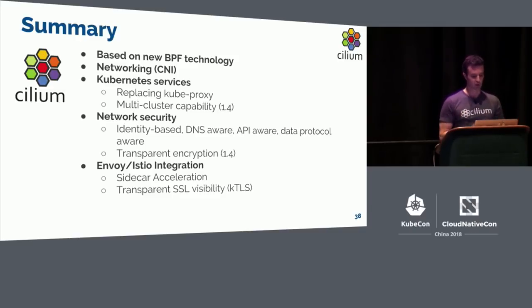We implement network security, identity-based, very important for multi-cluster routing, DNS-aware, IP-aware, HTTP, REST, gRPC, and so on. Data protocol-aware, Kafka, Cassandra, Memcached, MySQL. We just added Go extensions to Envoy to extend Envoy with Go, and we're using this to add more and more data protocols. It literally took us a week to add Cassandra support, so it's becoming very, very simple to make Envoy aware of additional data protocols, so we can do finer-grained security, provide better visibility, and so on. And then, super interesting, we do sidecar acceleration.